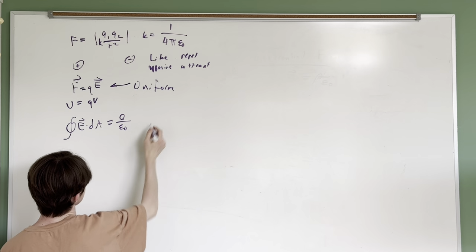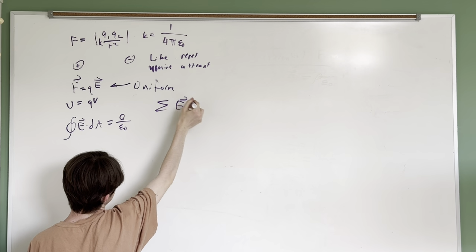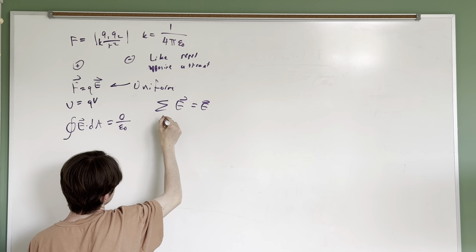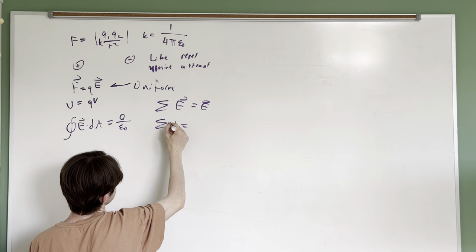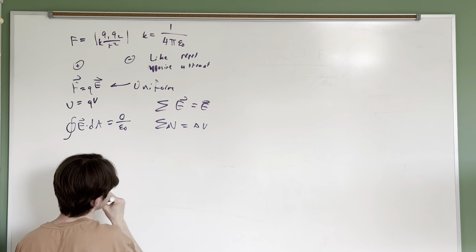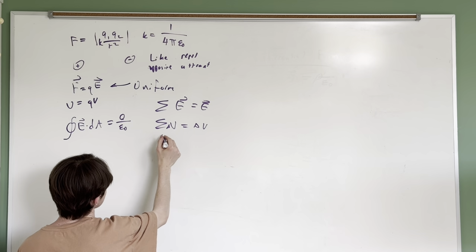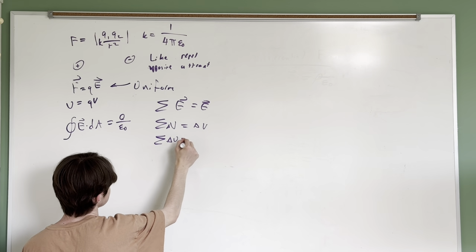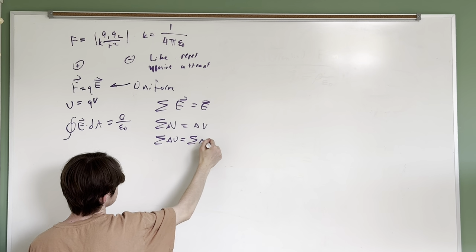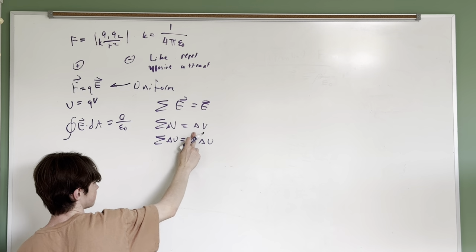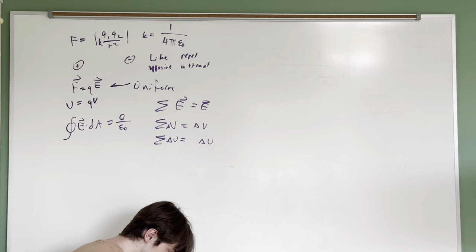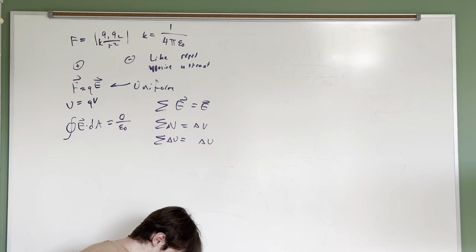Okay, then we have, sum of electric field is just equal to electric field. Sum of voltage is just equal to voltage. Because of superposition. Sum of potential energy is equal to potential energy. Okay, there you go. So if you have multiple electric fields, you just add the vectors together. If you have multiple magnetic fields, can you add the vectors together? Yeah, of course. Superposition.